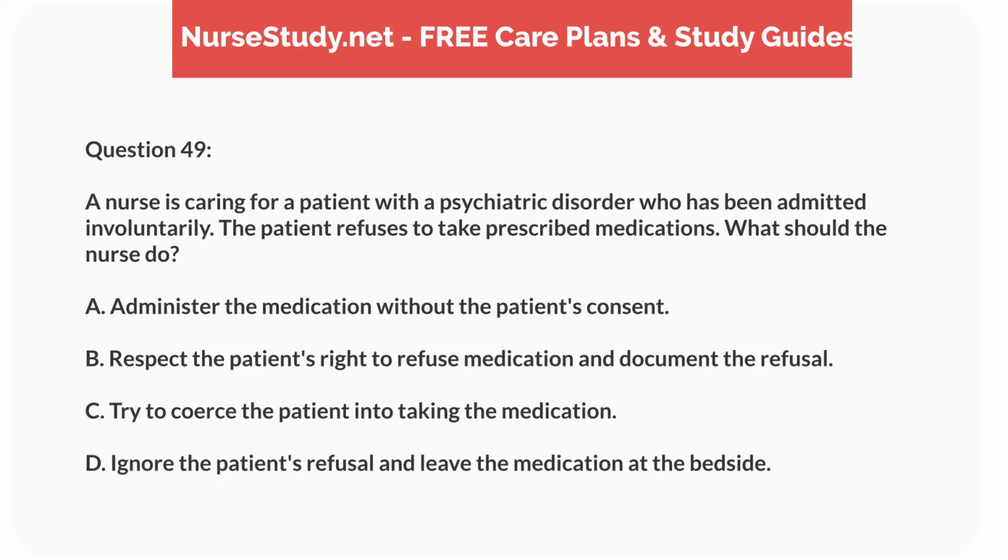Question 49. A nurse is caring for a patient with a psychiatric disorder who has been admitted involuntarily. The patient refuses to take prescribed medications. What should the nurse do? A. Administer the medication without the patient's consent. B. Respect the patient's right to refuse medication and document the refusal. C. Try to coerce the patient into taking the medication. D. Ignore the patient's refusal and leave the medication at the bedside.